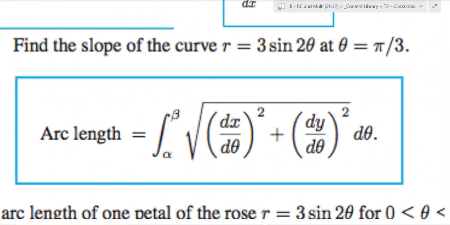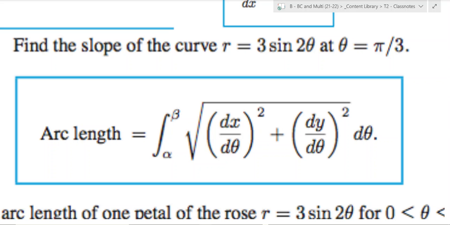Does it look like something you've seen before? Yeah, it's arc length from parametric. If you want the distance between 2 points, what do you need? The base squared plus the height squared of the triangle equals the distance squared. Do you literally have the horizontal shift? Yeah, dx d theta and dy d theta.